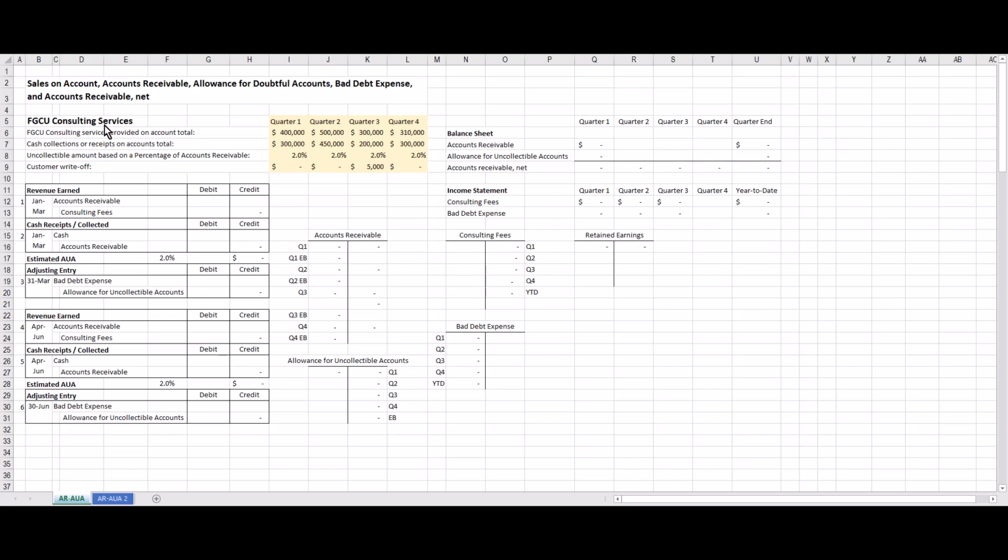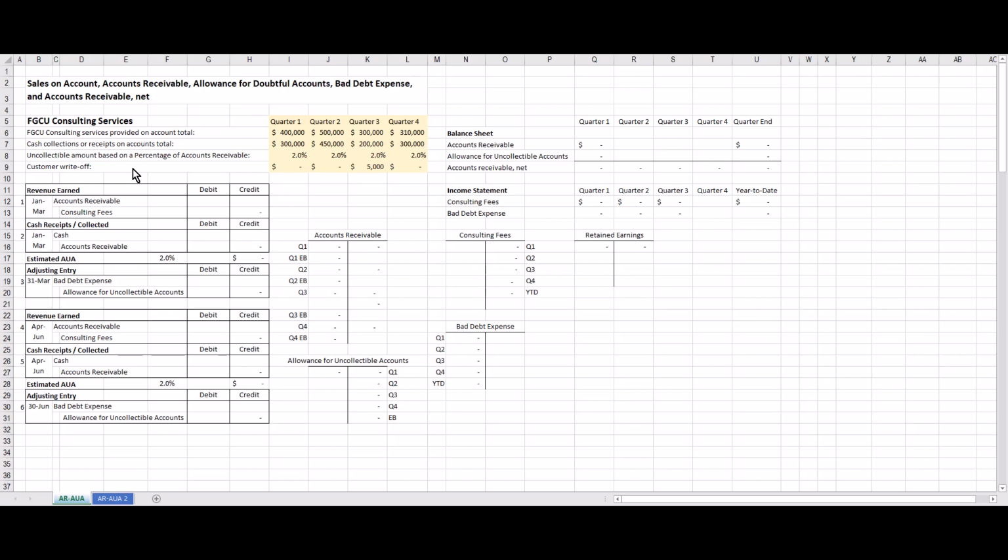Our accounting records will follow generally accepted accounting principles, or GAAP, and as such will be accrual based. Our revenue account is titled consulting fees. All services provided are on account with payment due within 30 days, or net 30. We record adjusting entries each quarter before preparing our quarterly financial statements. We operate on a calendar year basis.